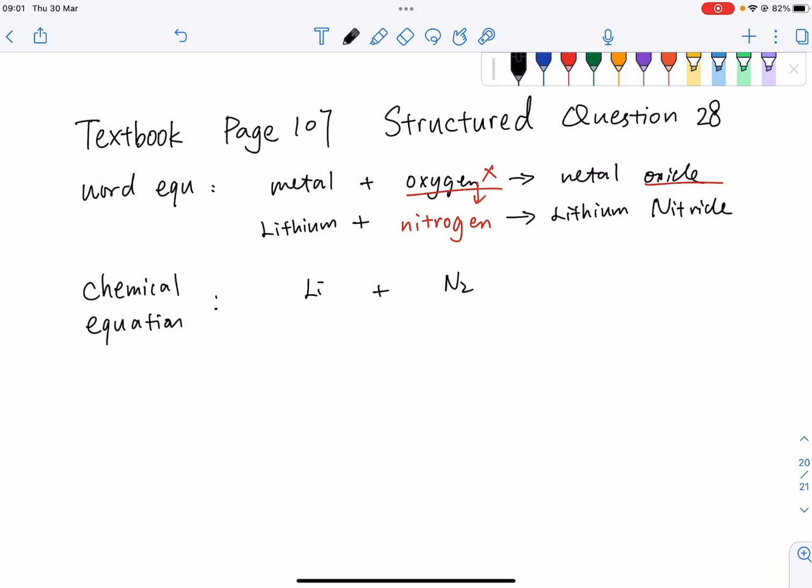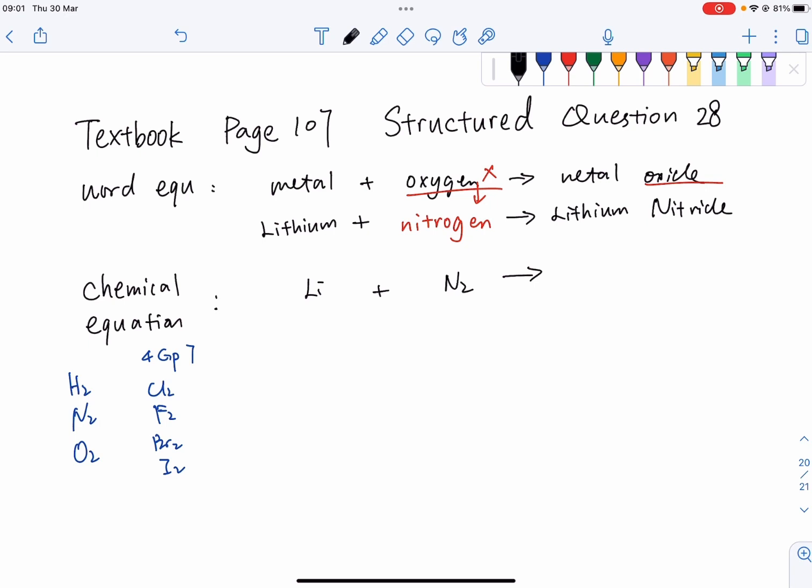Remember the 7 diatomic molecules. So if you don't remember, let's record here. H2, N2, O2, and all the other 4 are from group 7, right? It will be Cl2, F2, Br2, I2, right? These are the 7 common diatomic molecules. So here, form lithium nitrate.